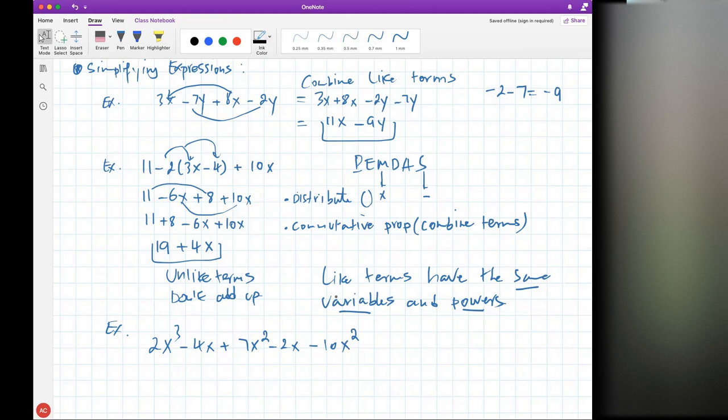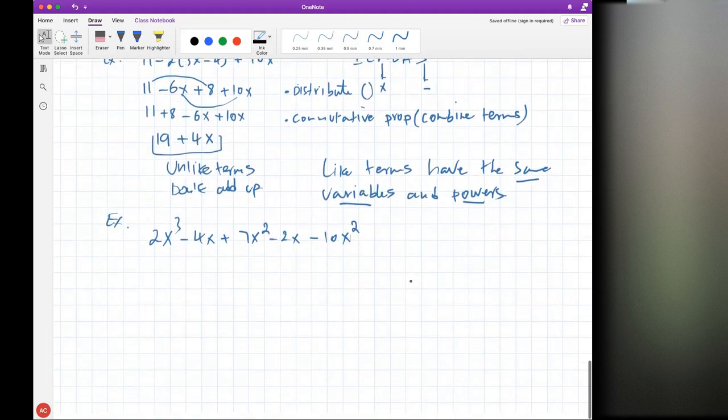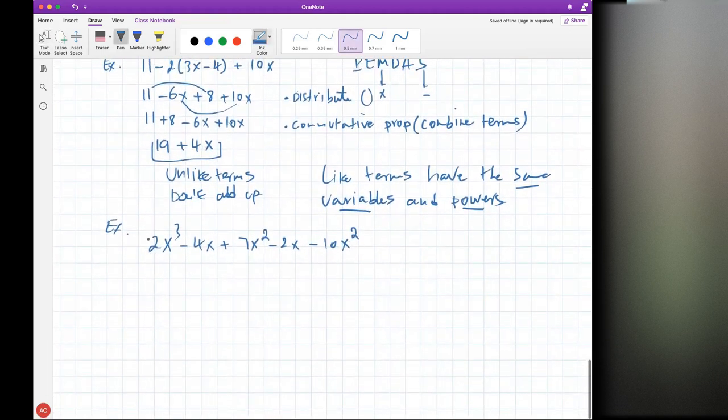Here's another one, maybe the last example here. How many terms do we have in this expression? We have 5 terms: 1, 2, 3, 4, and 5. Terms are always separated with pluses and minuses, addition and subtraction. So let's see if we can combine anything and make this shorter.